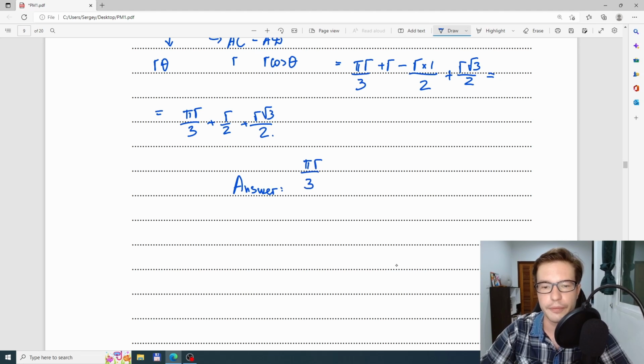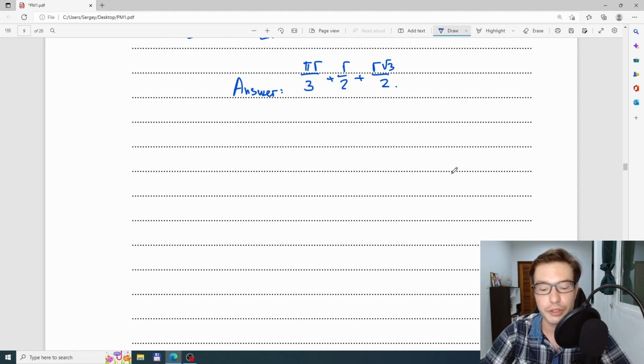Pi r over 3 plus r over 2 plus r square root of 3 over 2. Again, you can factorize r out and use the brackets, but I'm not going to. Instead, I'll just move on to the next question.